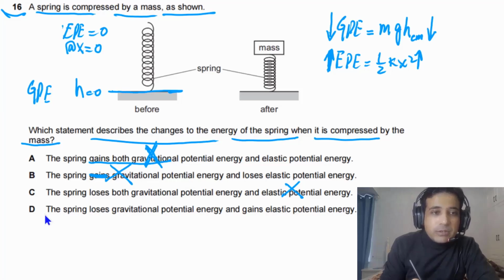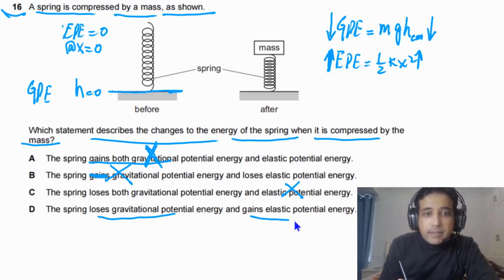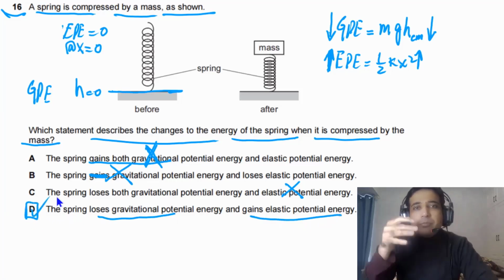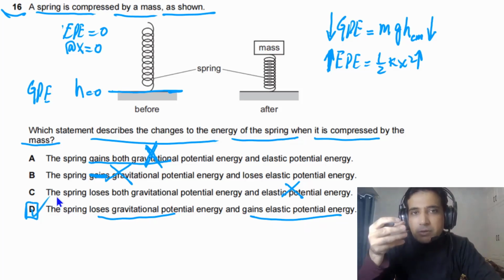If you look at option D, spring loses GPE and gains EPE. So this is the right answer. So you can answer this pretty straightforward question if you have some understanding about GPE and EPE, elastic potential energy.